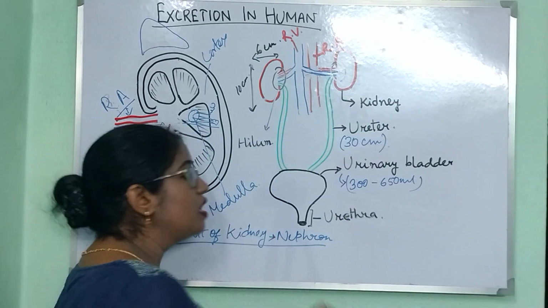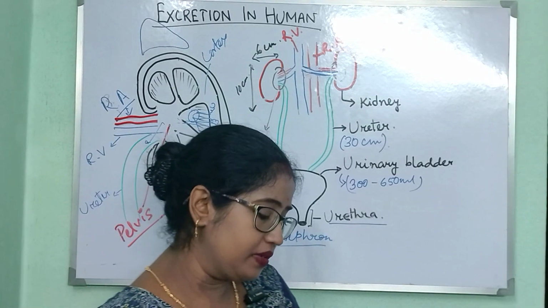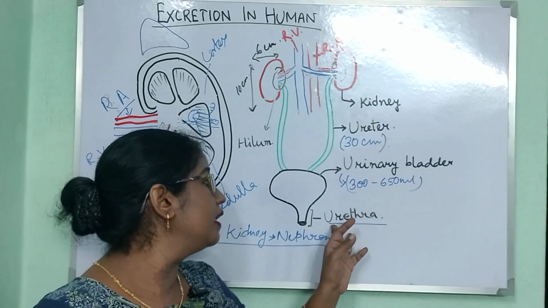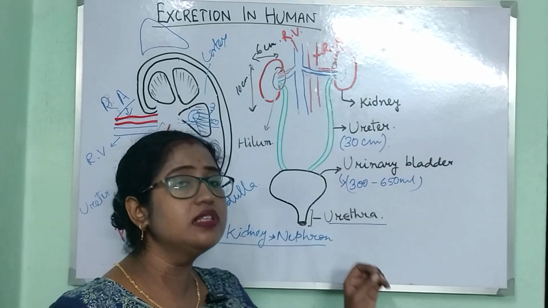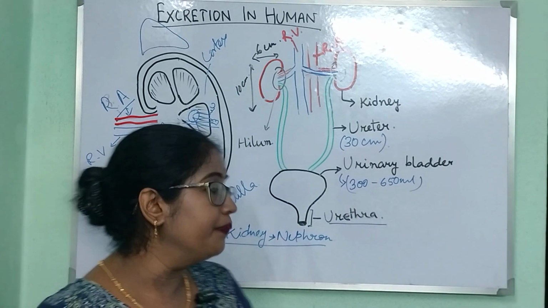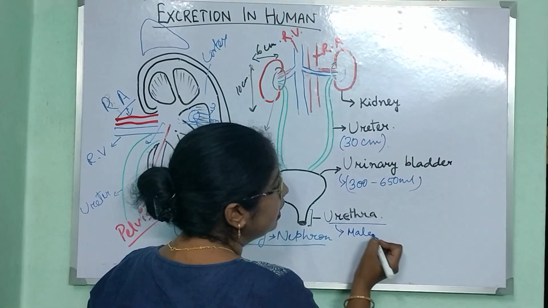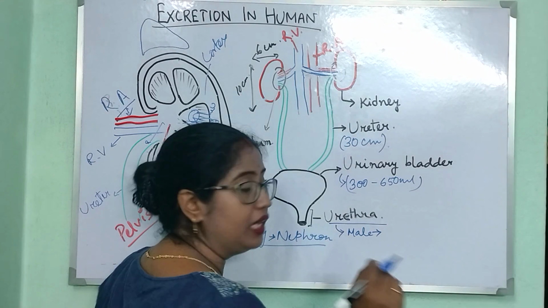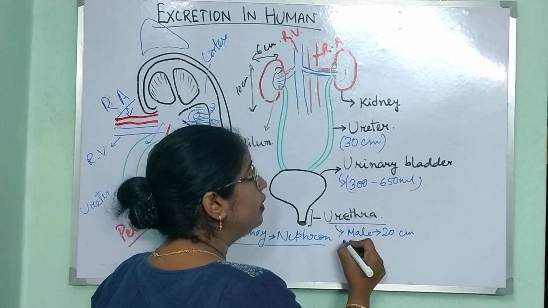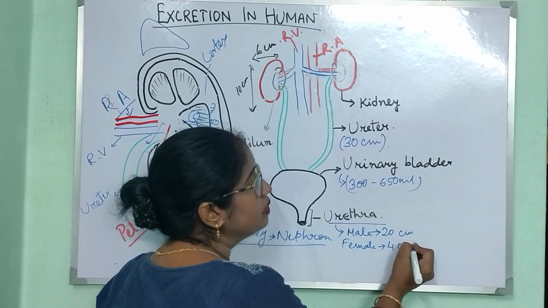Next, the last structure is the urethra. Urethra is nothing but a small tube-like part that originates from the urinary bladder, and it drains the urine from the urinary bladder to outside our body. In human male, it is about 20 centimeter long, and in human female, it is only about 4 centimeter long.